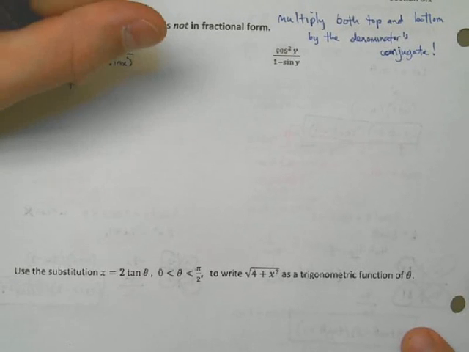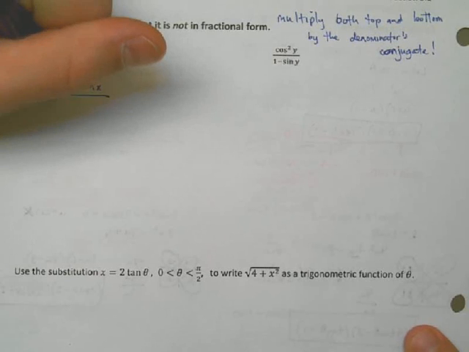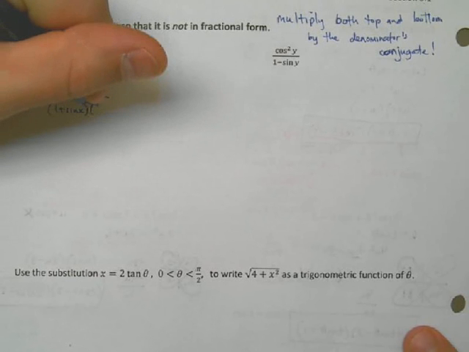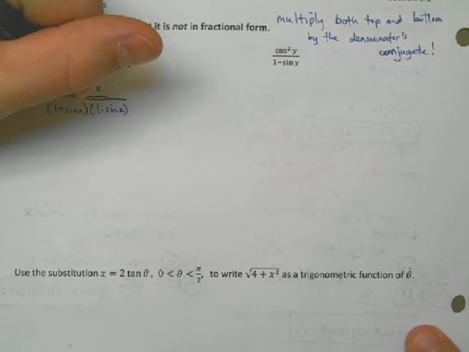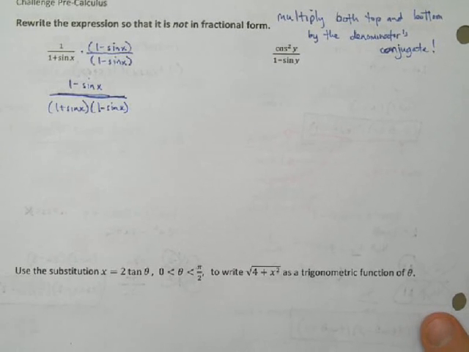Subtract sine squared from both sides, and I see that on the left side I have left cosine squared. On the right side I have 1 minus sine squared of x, which means that if cosine squared of x is 1 minus sine squared, I'm going to take this and replace the entire bottom with cosine squared of x. So now I'm left with 1 minus the sine of x over cosine squared of x.